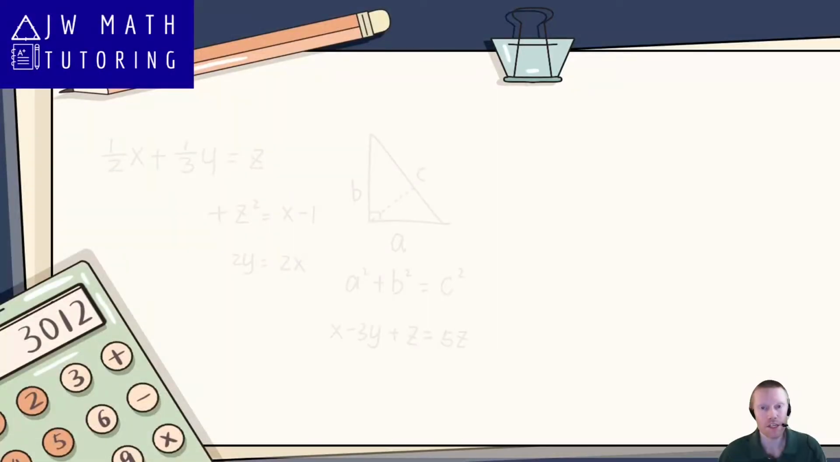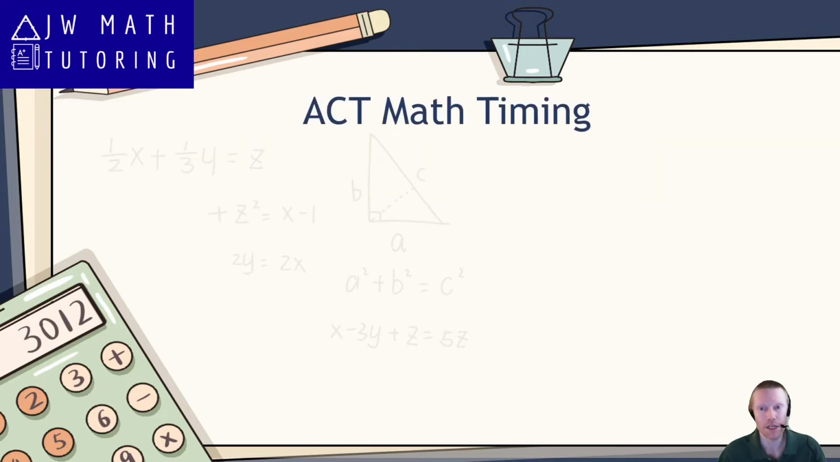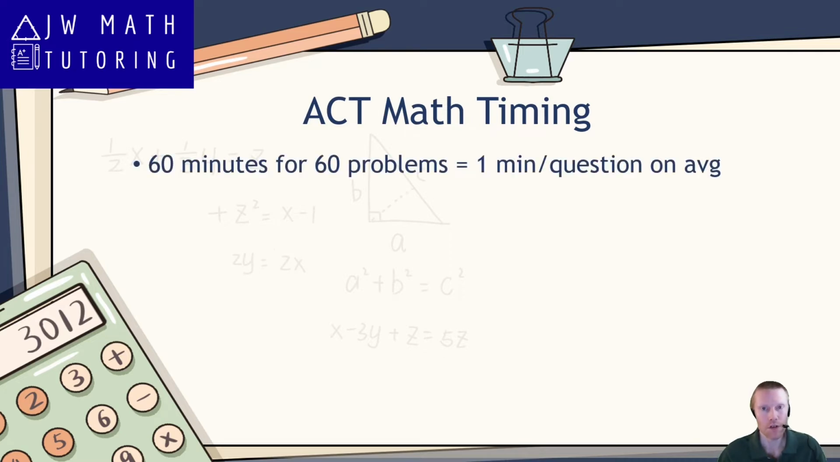As I mentioned previously, this video is going to show you how you can improve your timing on the math section of the ACT. So first, let's just talk a little bit about the math section on the ACT in general. If you're watching this video, you probably already know by now that you have about 60 minutes to attempt 60 problems. So that comes out to 1 minute per question on average.